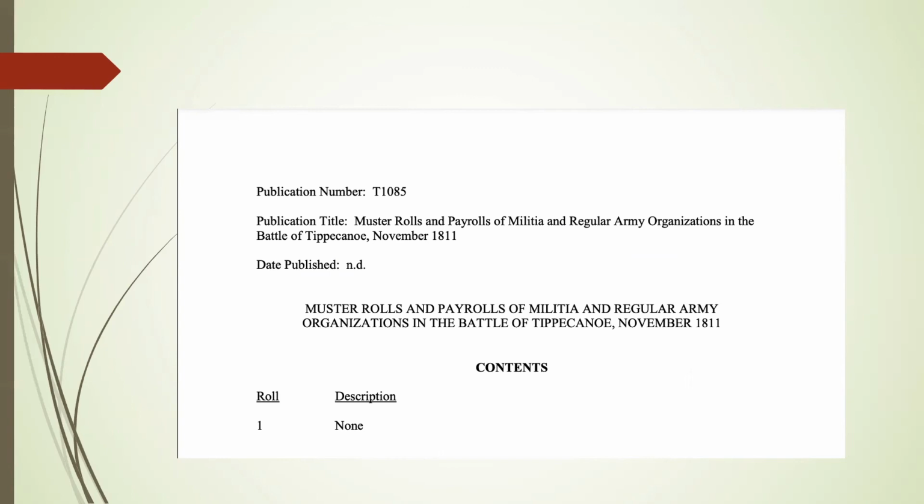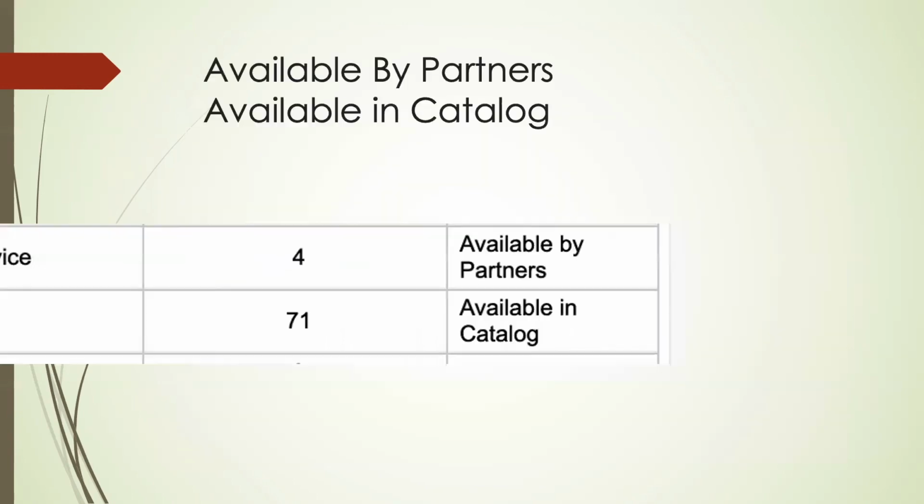An example would be petitions for naturalization in the Southern District of New York. That I think is M1879. And that actually is a microfilm that is also available through the catalog, which I'll show you how to get to in a second. And the second is here.